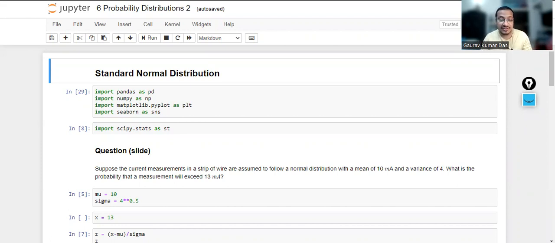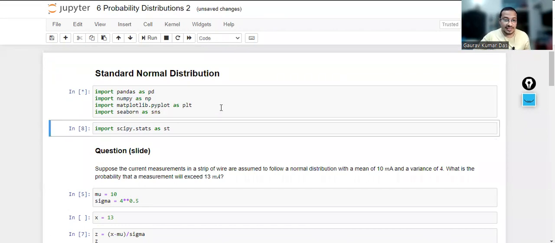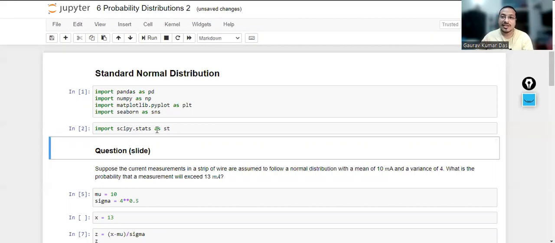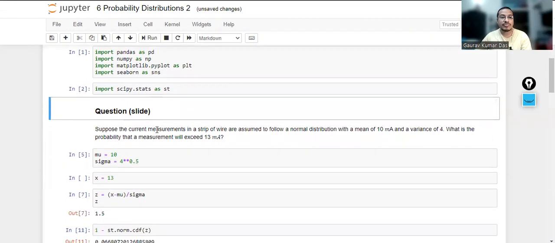So under continuous distributions, we looked into standard normal distributions in the theory lecture. So let's work on it. I'll import all the necessary libraries. I'll import again the same function, import scipy.stats as st. From this particular library, we'll import all the other necessary probability distribution functions with respect to which we can calculate the probabilities of a standard normal distribution.